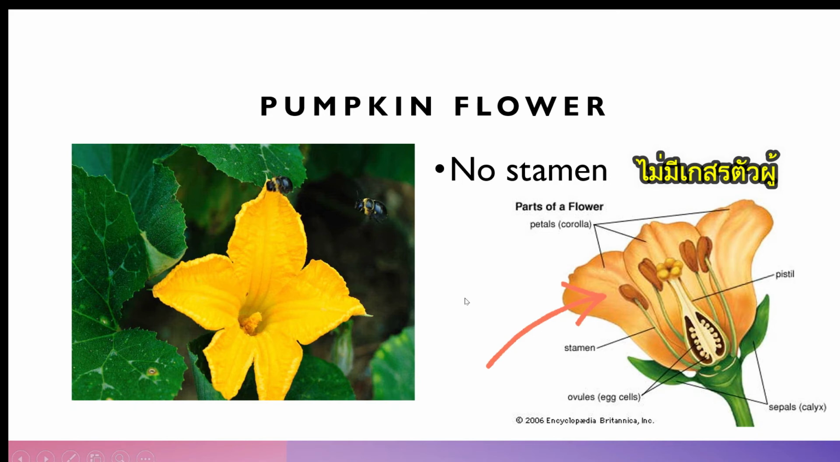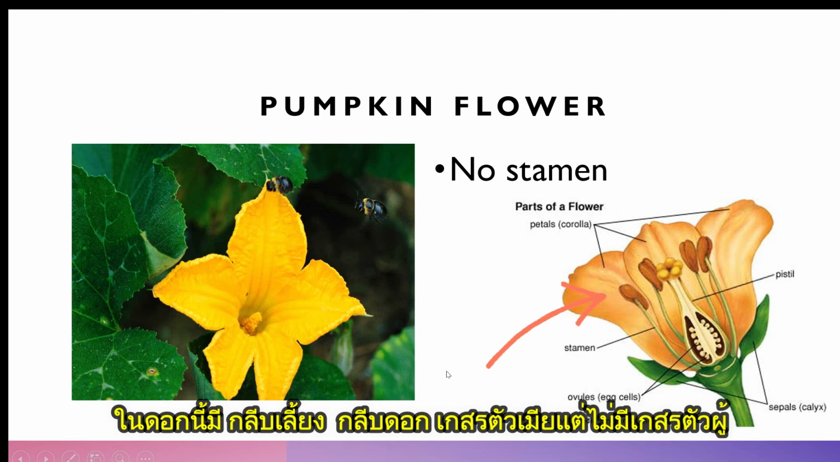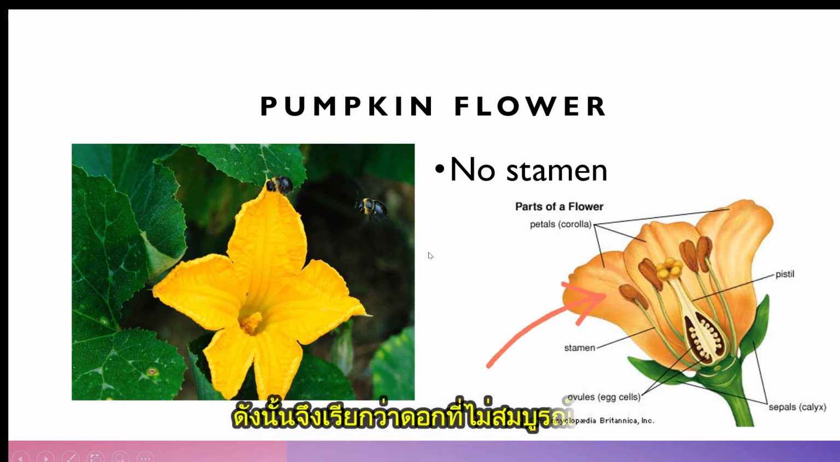The stamen is the male part of a flower. Okay, this is the stamen. It has sepals. It has petals, petals here. It has pistils. This is the pistil, but there is no stamen, so it is an incomplete flower.